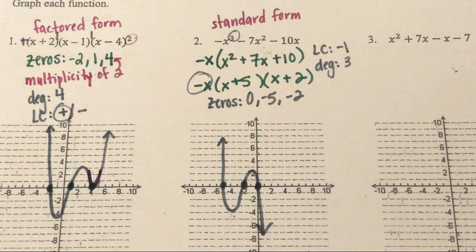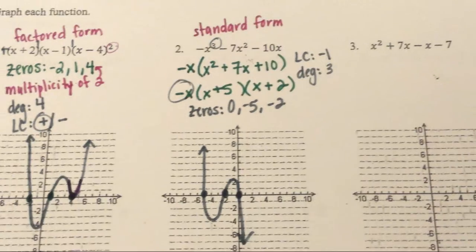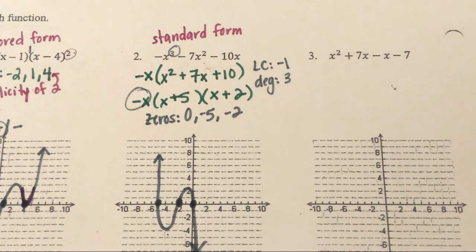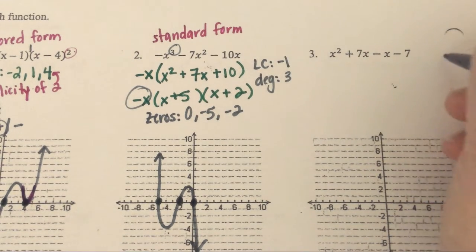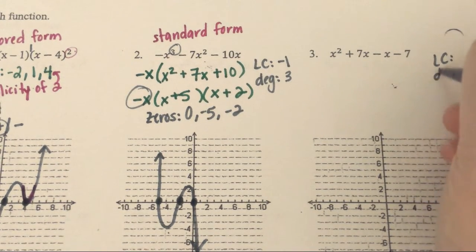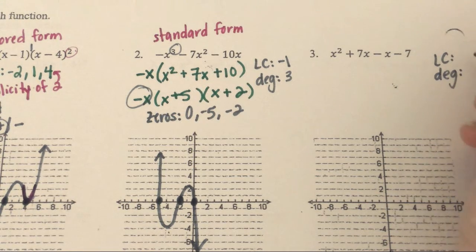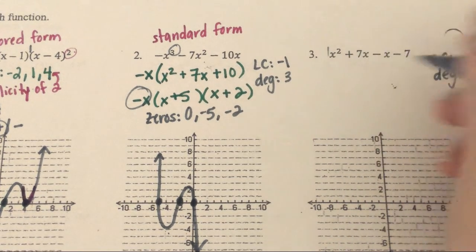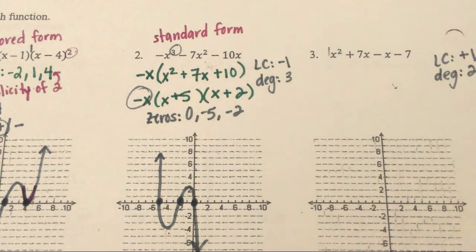Well, I don't know about you, but when I saw number 3, I got really frustrated with my life because it was Sunday afternoon and I didn't feel like doing math and I had no patience and I don't know, it just wasn't working for me. So leading coefficient and degree were easy.